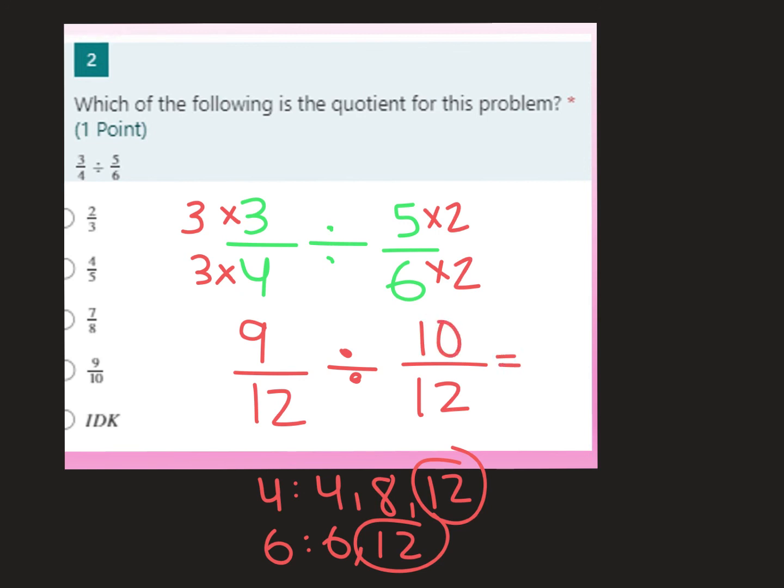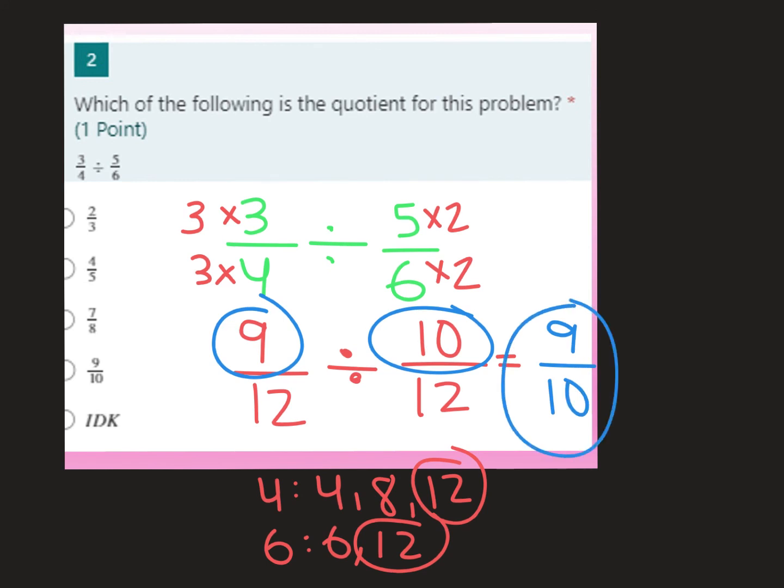From here, we have our common denominators. We are ready to just take our two numerators, make them our answer. 9/10 cannot be simplified, so that is our final answer.